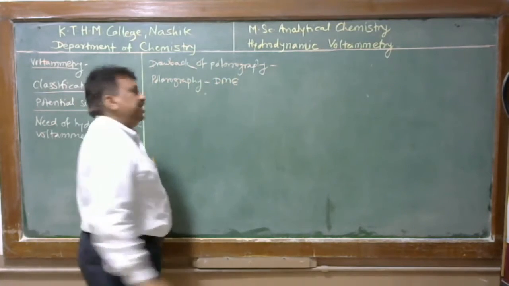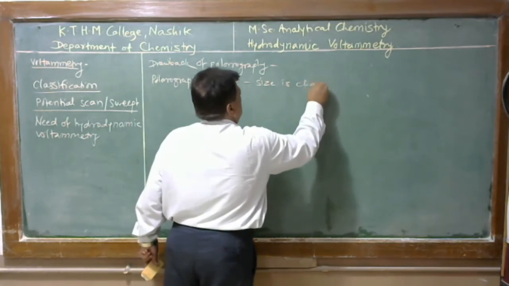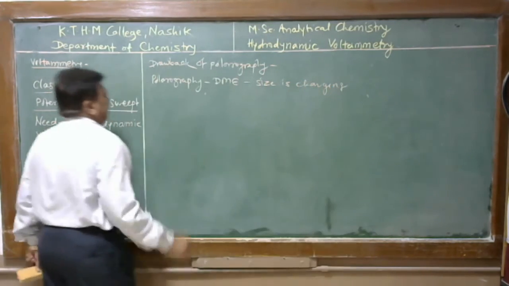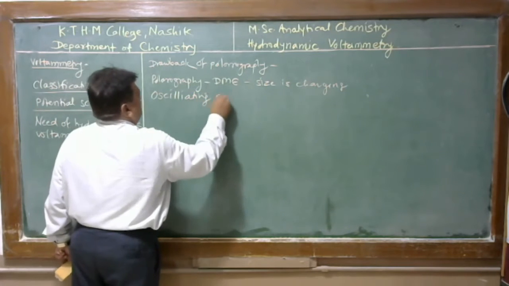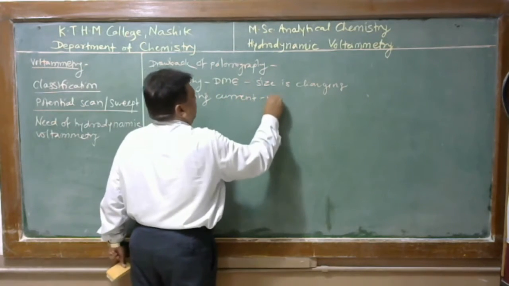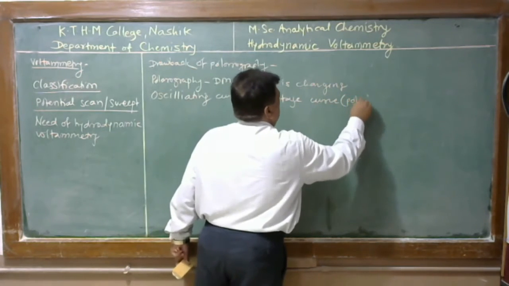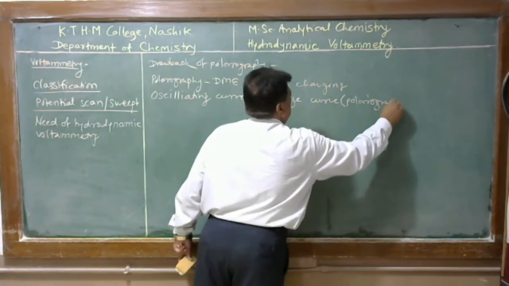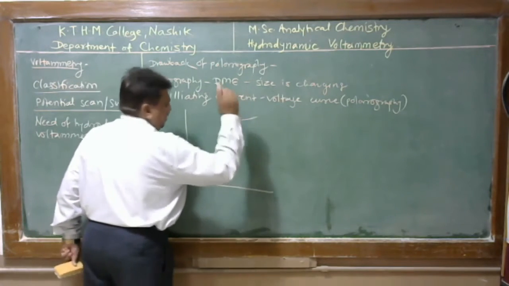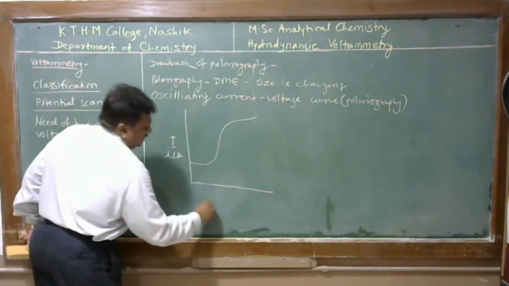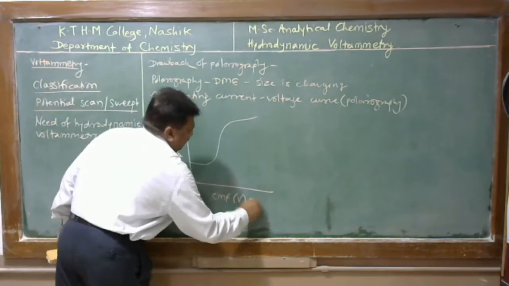Polarography is performed by using a dropping mercury electrode. As the size of the mercury drop is continuously changing, we have an oscillating current voltage curve, that is a polarograph. In case of polarography, we know that a polarograph is in this fashion: I in microampere versus EMF in volt, and the graph is like this.